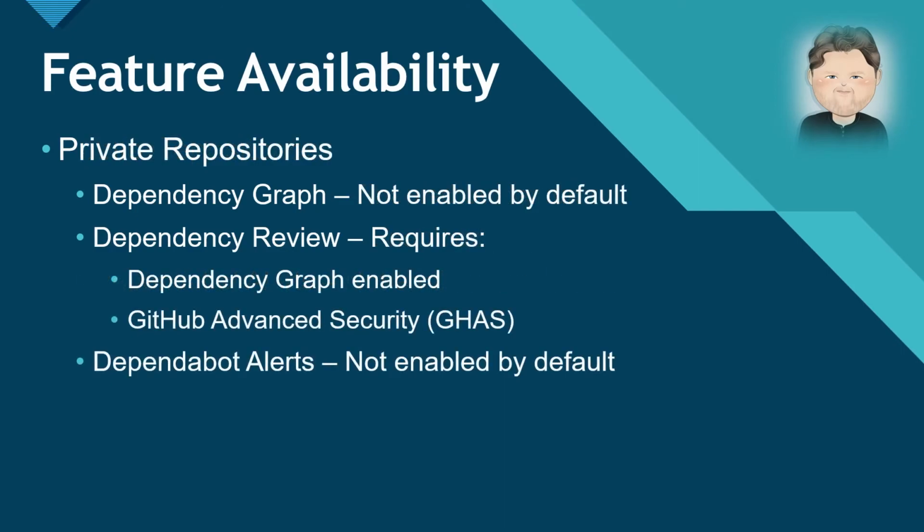For private repositories, dependency graph is not enabled by default, but it can be turned on. Dependency review requires that dependency graph be enabled, and it also requires that you own GitHub Advanced Security, also known as GAS. I'll cover that in a future video. Finally, Dependabot alerts are not enabled by default, but can be turned on.